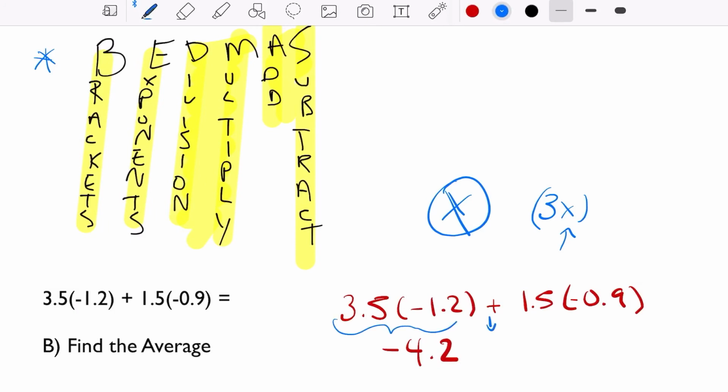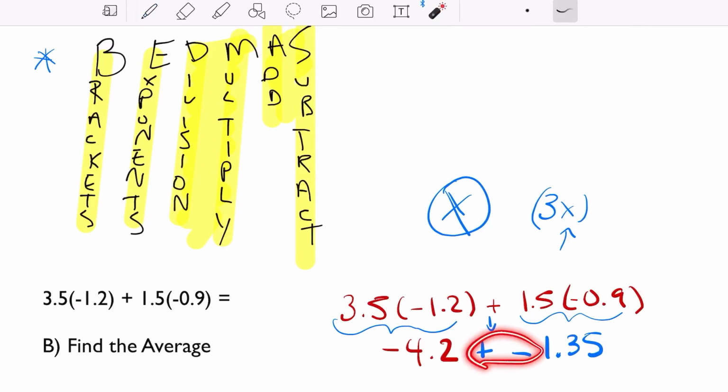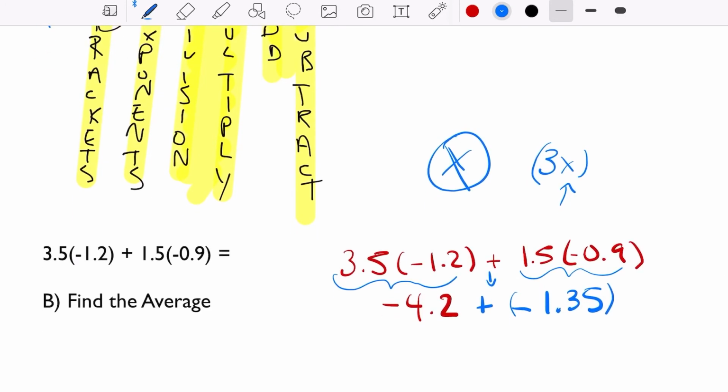Then you're going to drop the plus sign down. I need you to solve this and put it right underneath. 1.5 times negative 0.9, and that's negative 1.5. Sorry, 1.35. Okay, now look at this. I have these two signs here. So what you can do is you can either put that in the calculator as written, or you can actually just put this guy in brackets, okay? So what we're doing here is negative 4.2 plus negative 1.35. Again, if we were doing this without a calculator, we would look at which number's bigger and do the adding or subtracting.